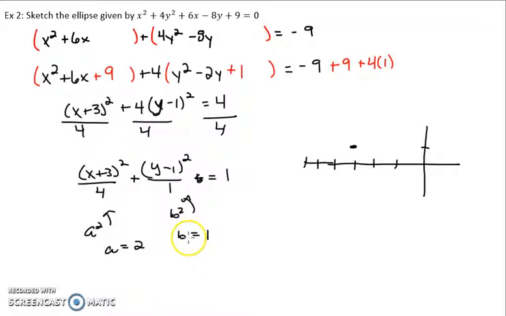A and b are just how far from the center it is to get to your vertices. So if we go 2 spots over in each direction on the major axis, and then we go 1 spot up and down on the minor axis, and we connect them really terribly, we get what should be an ellipse but looks more like a rotting potato for our graph here. So we have one more example, and then we'll call it quits on this video.